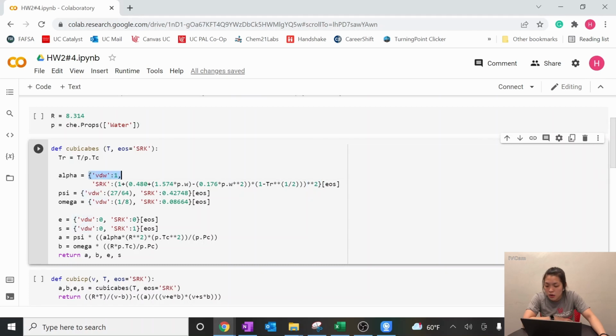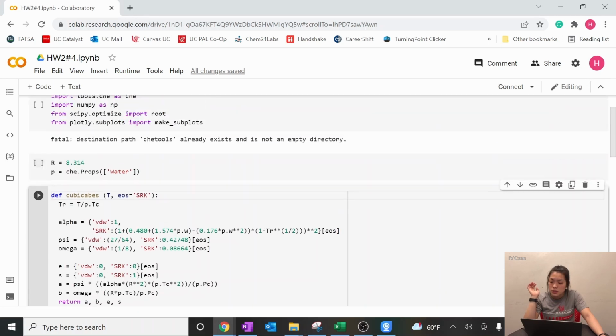And as you can see, we had all of these in squiggly brackets, and then we had EOS in brackets at the end. EOS is what we named the equation of state dictionary. So whenever we wanted to use this to solve for van der Waals, we would just change this to VDW, which stands for van der Waals, and then it would solve for the constants, A, B, epsilon, and sigma, using the van der Waals equation of state. But right now, we want to find them using SRK. So this was used to find the constants.